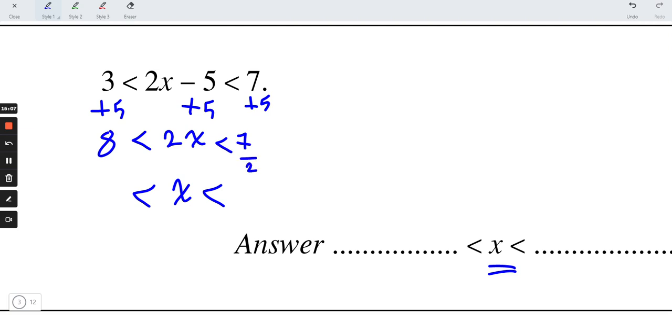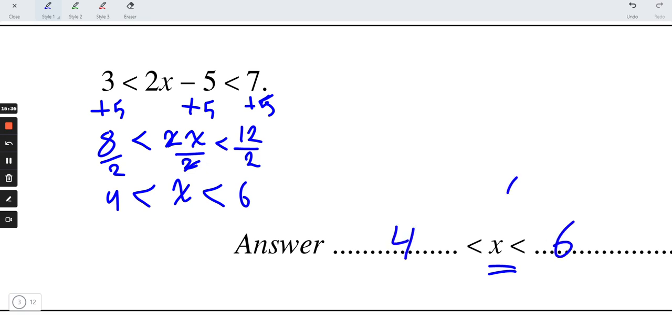Divide all sides by 2. We'll get 4. 2 dividing 2 is 1. What is left over is x. So x greater than 4, and sorry, 7 plus 5 is 12, so it's 12 over 2, and 12 over 2 is 6. So x is greater than 4, less than 6.